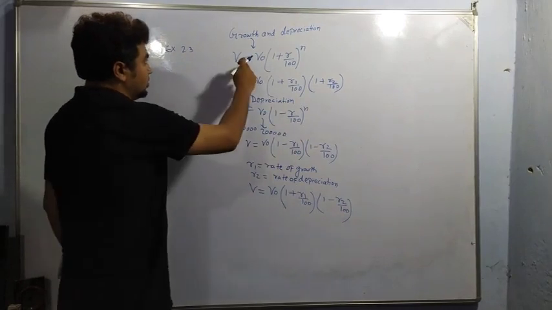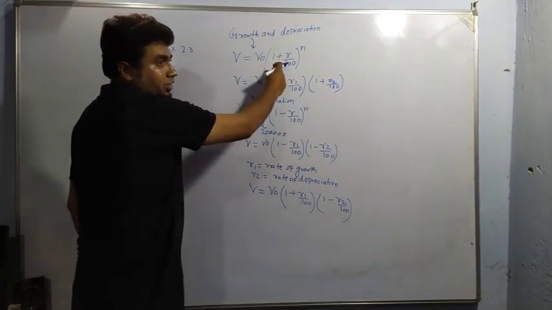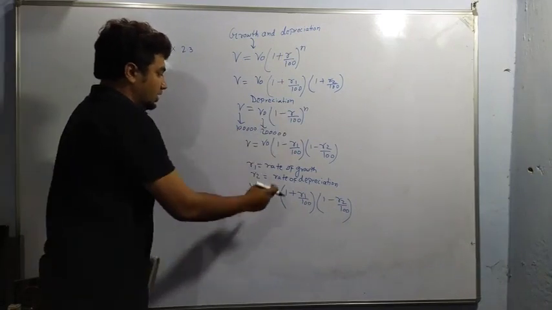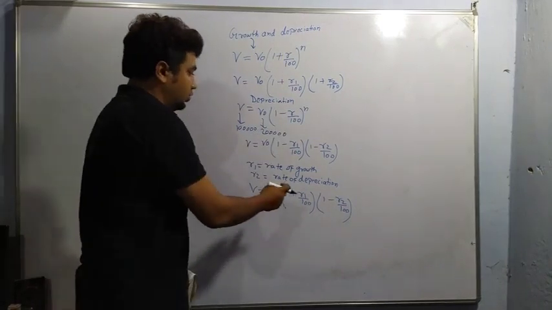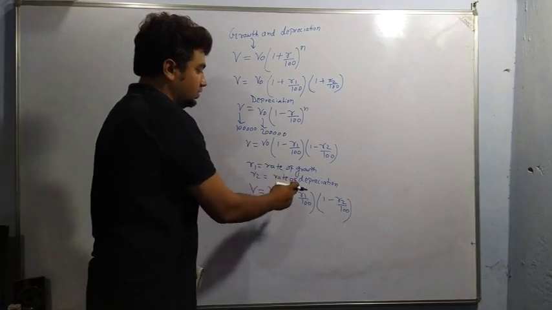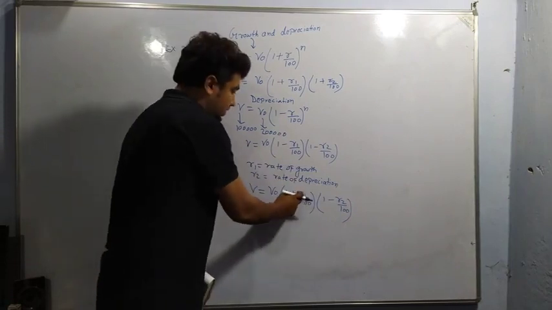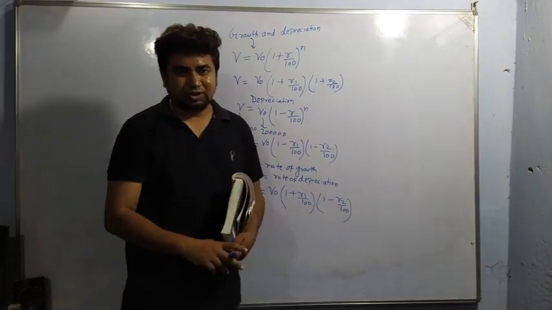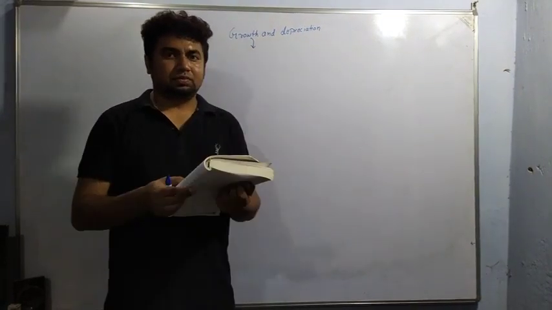So three key things we have discussed. In the case of growth, we will be using a plus sign. In the case of depreciation, we will be using a minus sign. And in the case of both depreciation and growth, we will be using growth as a plus sign and depreciation as a minus sign. So we will be discussing some questions.